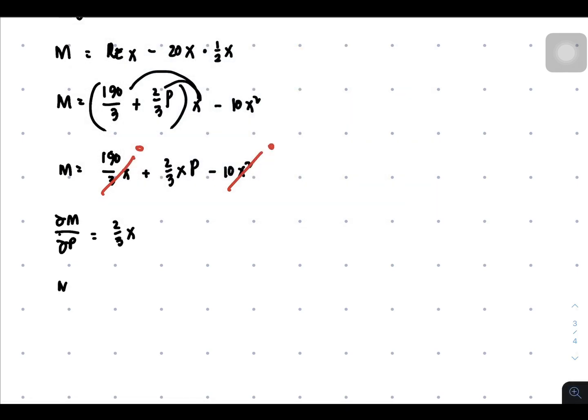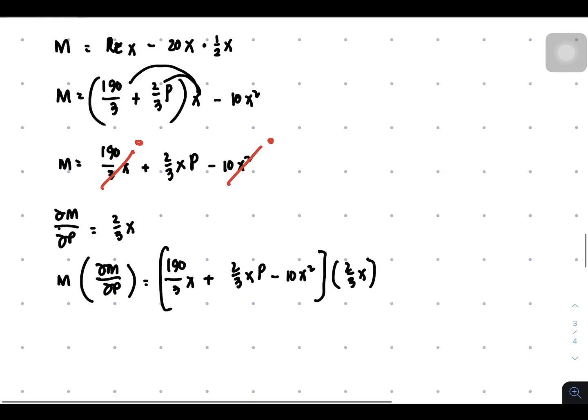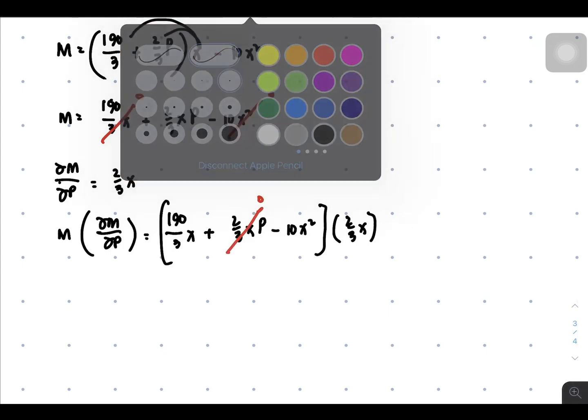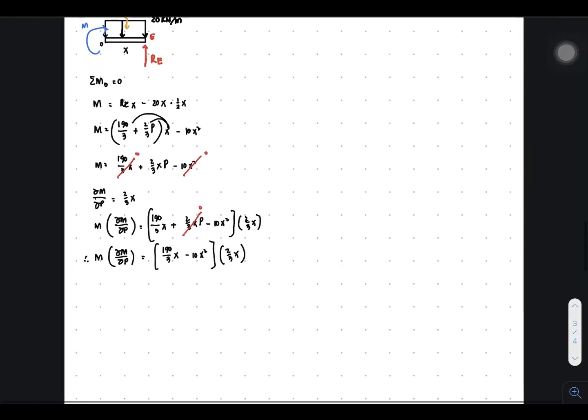And this time we are now going to get the product of m and the partial derivative of the function, and that's equal to, you rewrite 190 over 3x plus 2/3 xp minus 10x squared, multiply it with the 2/3 x, and permanently set this term with p equal to 0. So the final equation of this segment is 190 over 3x minus 10x squared times 2/3 x.